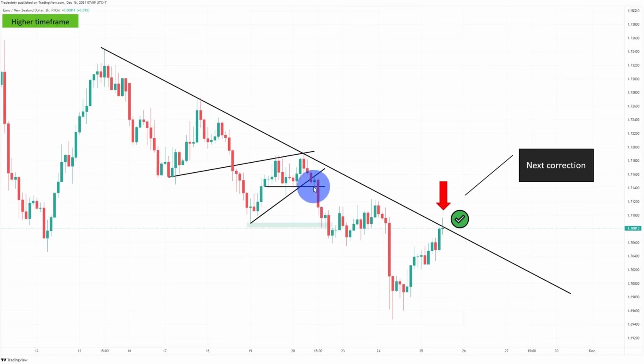A little bit later, you can see this is the scenario we looked at previously. The market makes a move, comes back into the trend line, doesn't touch it quite, makes another trend move, and now we are here at the next correction. We are hitting the trend line again.